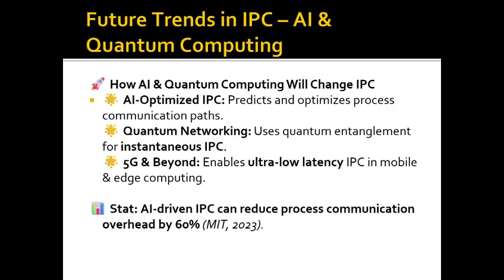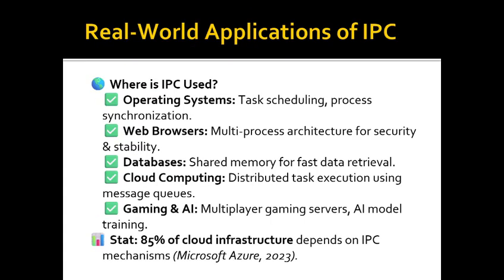How AI and quantum computing will change IPC. AI optimization, quantum networking, and 5G and beyond are set to change IPC. AI-optimized IPC predicts and optimizes the communication path, quantum networking uses quantum entanglement for instantaneous IPC, and 5G and beyond enable ultra-low-latency IPC in mobile and edge computing. According to 2023 statistics from MIT, AI-driven IPC can reduce process communication overhead by 60%.